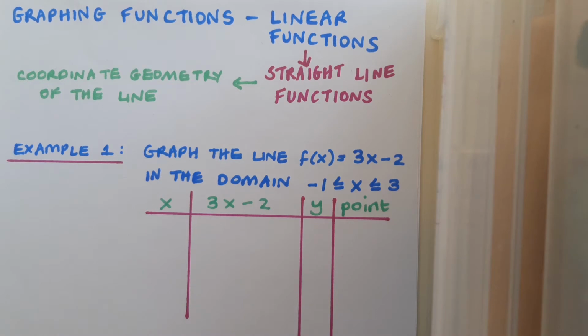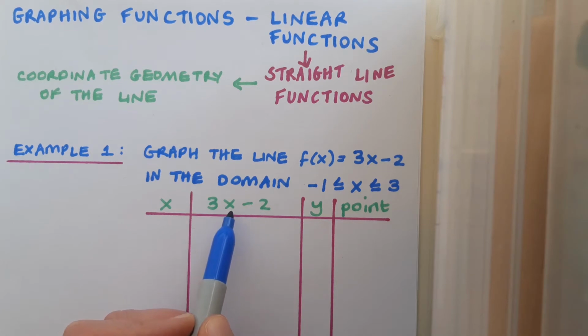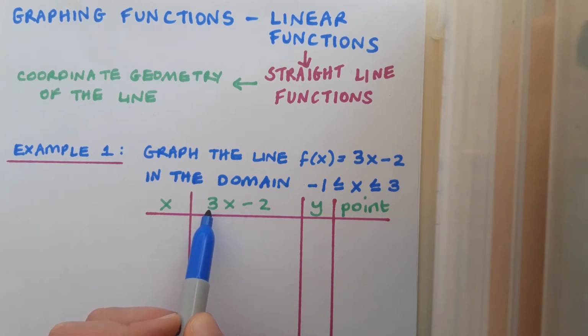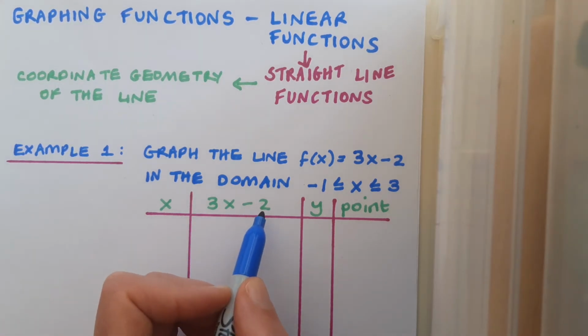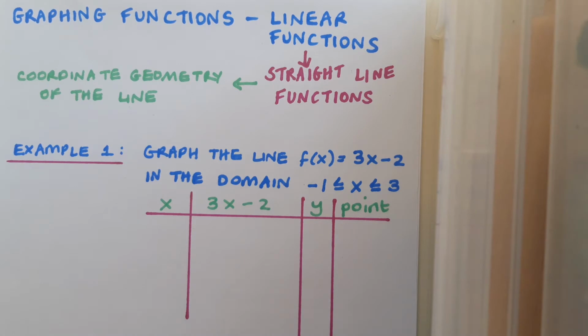And let's just have a think about why this might end up looking like a line when it's graphed. Well, we don't have any power on the x, and it's in the form mx plus c. This means that we're being told the slope and the y-intercept. And again, these are things that link into the coordinate geometry of the line chapter.